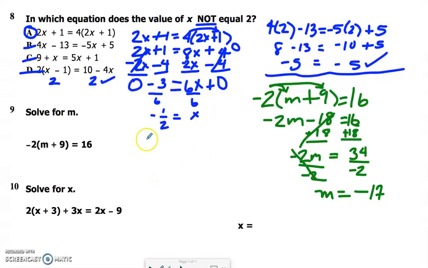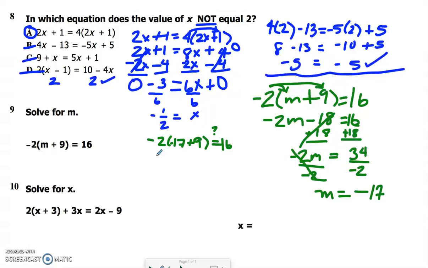To check it, simply plug that negative 17 back in. Negative 2 times negative 17 plus 9 should be equal to 16. This is a question that we have here. So you can always go back and check.